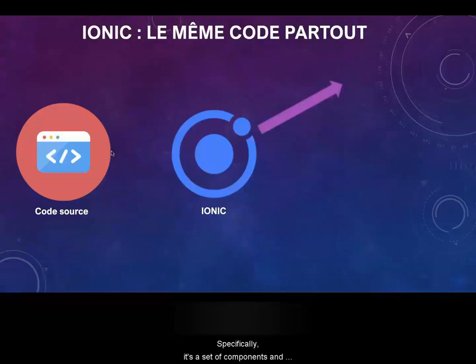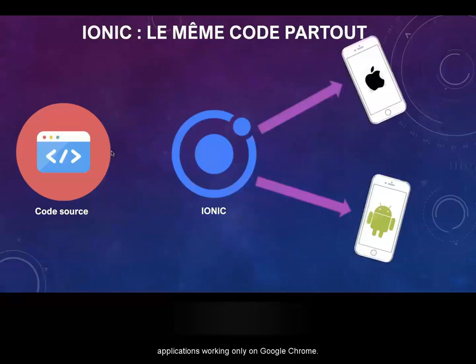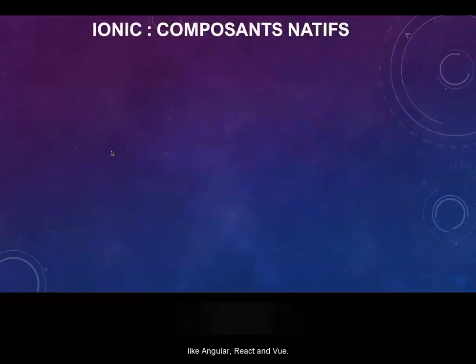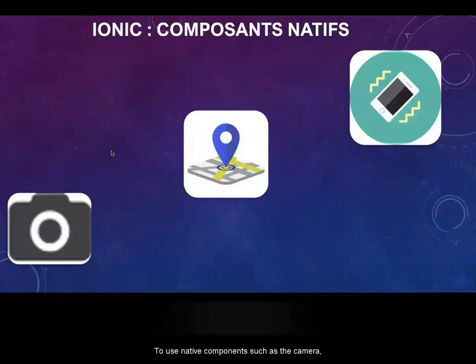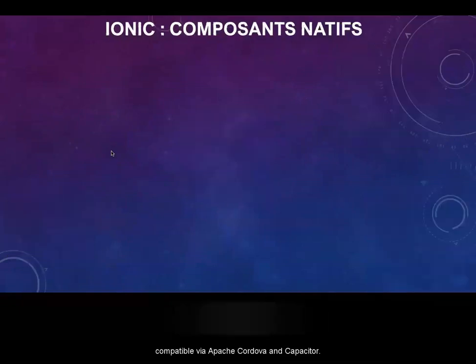Specifically, it's a set of components and tools to be able to develop mobile applications more easily, working only on Google Chrome. IONIC will use tools like HTML5, CSS3, and JS. It integrates other frameworks like Angular, React, and Vue. To use native components such as the camera, GPS, or even the smartphone vibration, IONIC uses a system of libraries and plugins compatible via Apache Cordova and Capacitor.